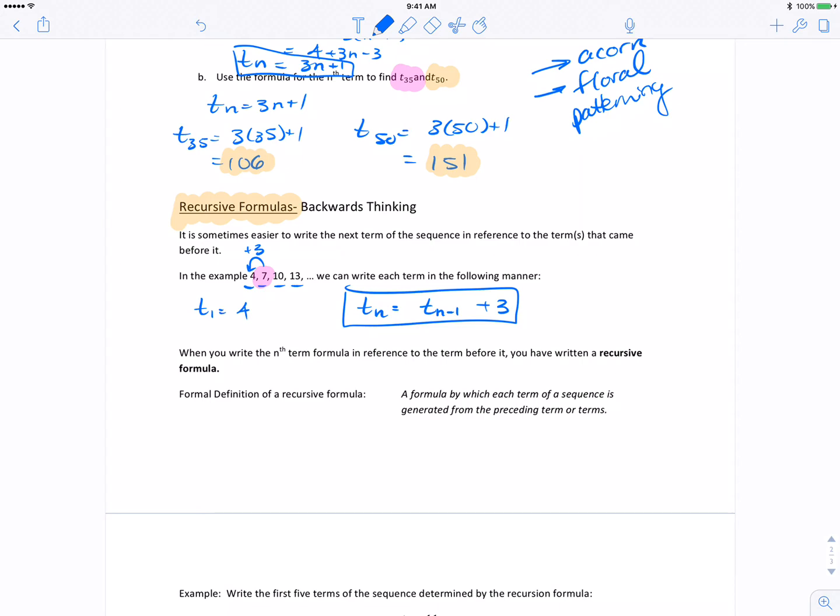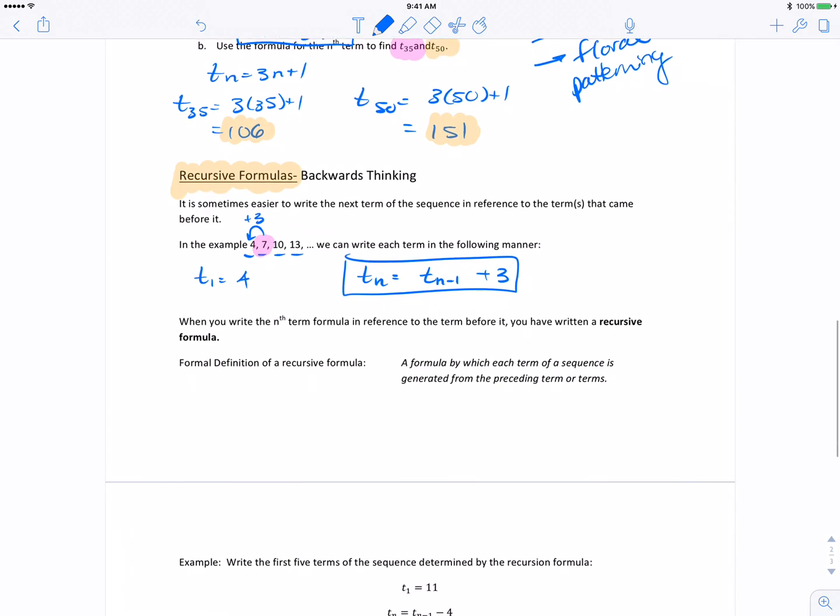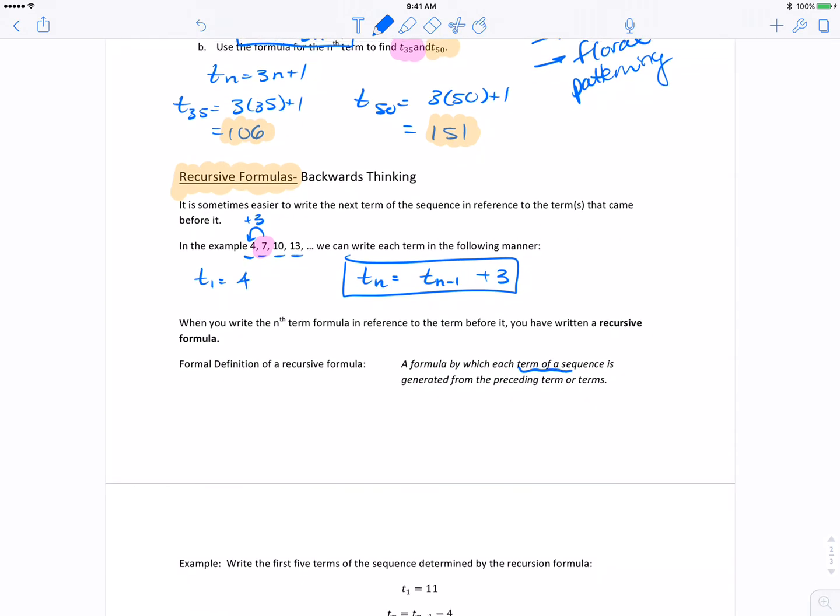When you write the nth term formula in reference to the term before it, that's called a recursive formula. So again, it's a term of a sequence generated from a preceding term, where our T1 is our starting point and our Tn is our general formula. Make that look more like an N and less like an alien notation.